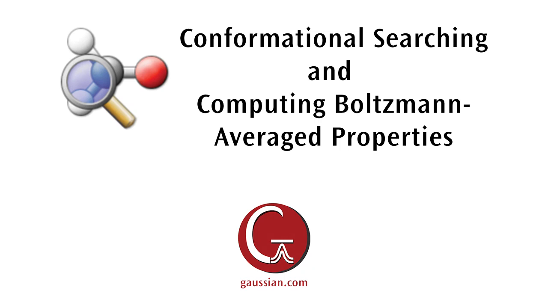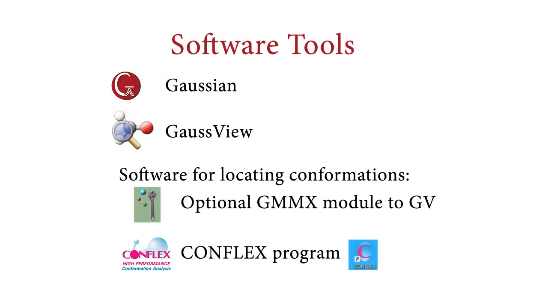This video demonstrates using Gaussian and GaussView to perform a conformational search and predict a Boltzmann-averaged VCD spectrum. We will show how to use two different software applications for locating conformations: the optional GMMX module to GaussView, and the CONFLEX application from CONFLEX Corporation.